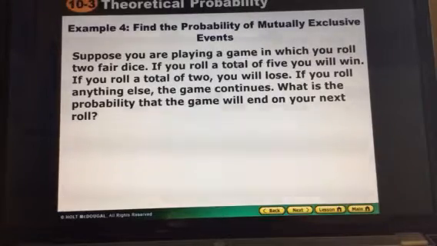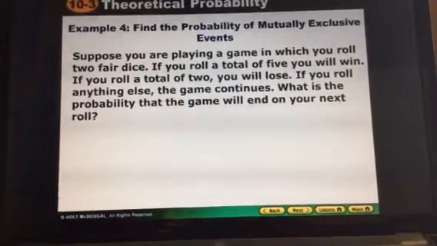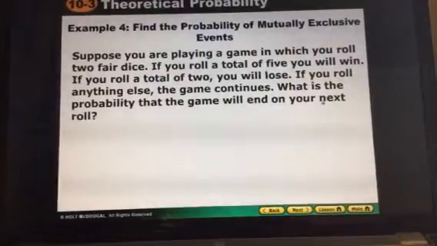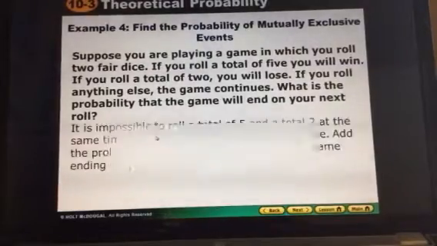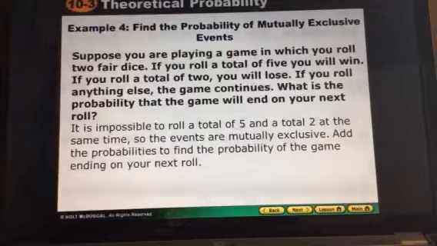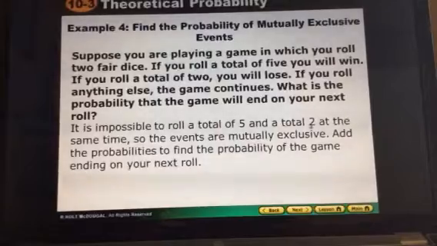So basically the game is over if you roll a total of 5, or a total of 2, you lose. So either way, the game ends. What is the probability that the game will end on your next roll? All right, well, those are 2 mutually exclusive events. You're either going to roll a total of 5, or you're going to roll a total of 2, or you're going to roll something else.